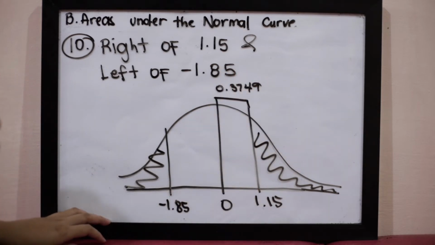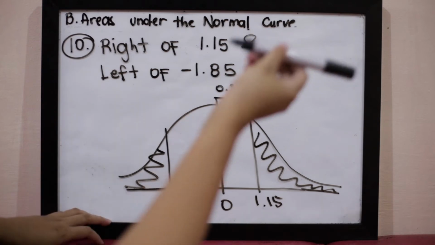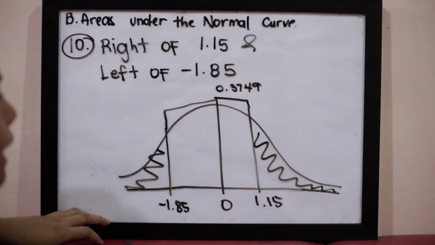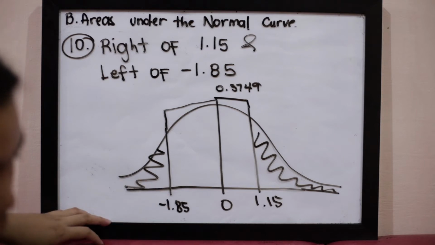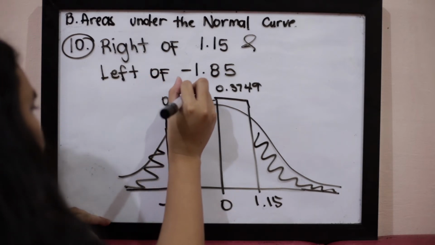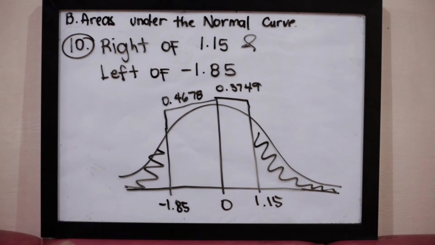Next, the region from 0 to 1.85. So, you look for the region from 0 to 1.85 or negative 1.85. So, 1.8 and then 0.05. I'll put it lower just to show the difference between the two so you don't get confused. Next, region 4, 0 to negative 1.85 is 0.4678.